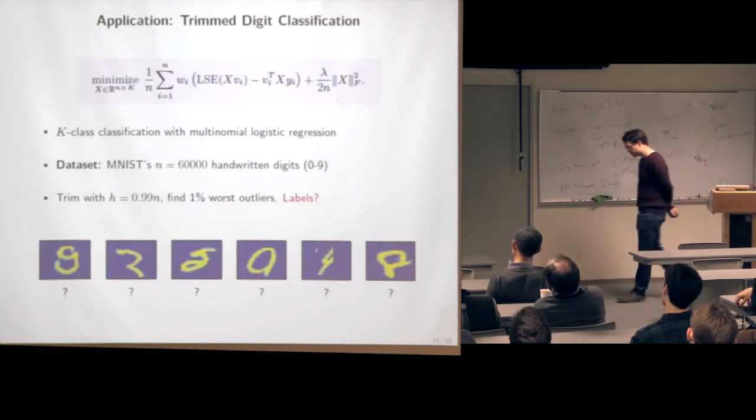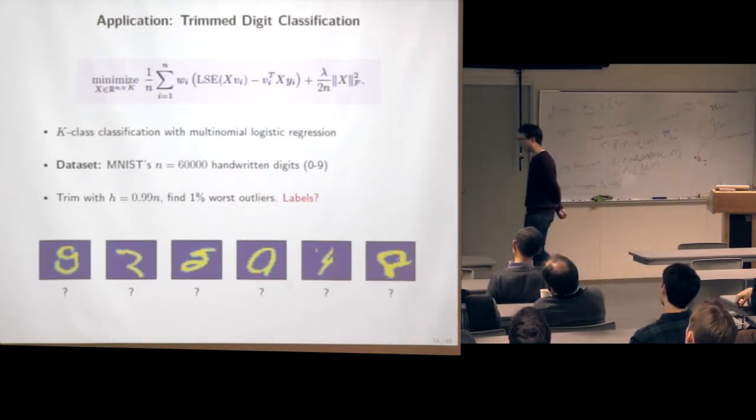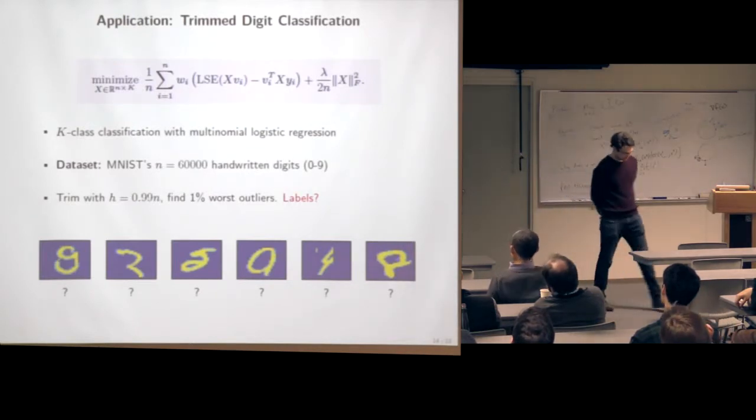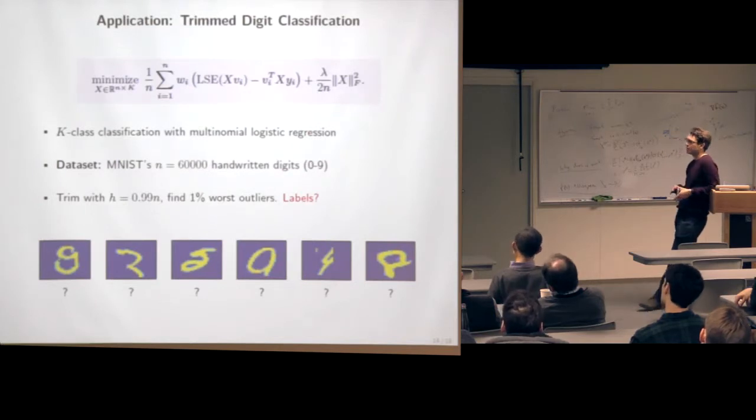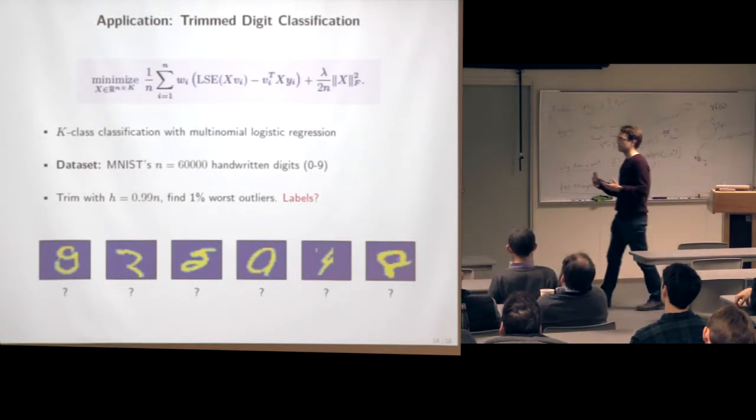All right, so we also fit a linear regression model on the MNIST data set. What we did is K-class classification, multinomial logistic regression. Our data set was MNIST at 60,000 characters. This is why I know the n to the 2/3 computation so well. 60,000 handwritten digits between 0 and 9, and we trim with 99% inliers. So we assume that 99% of the data is good.